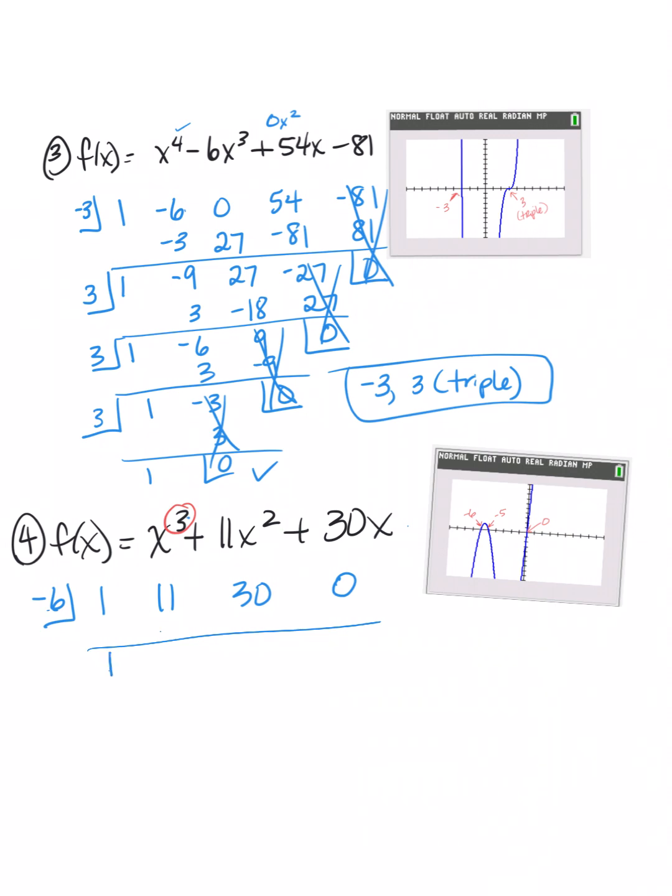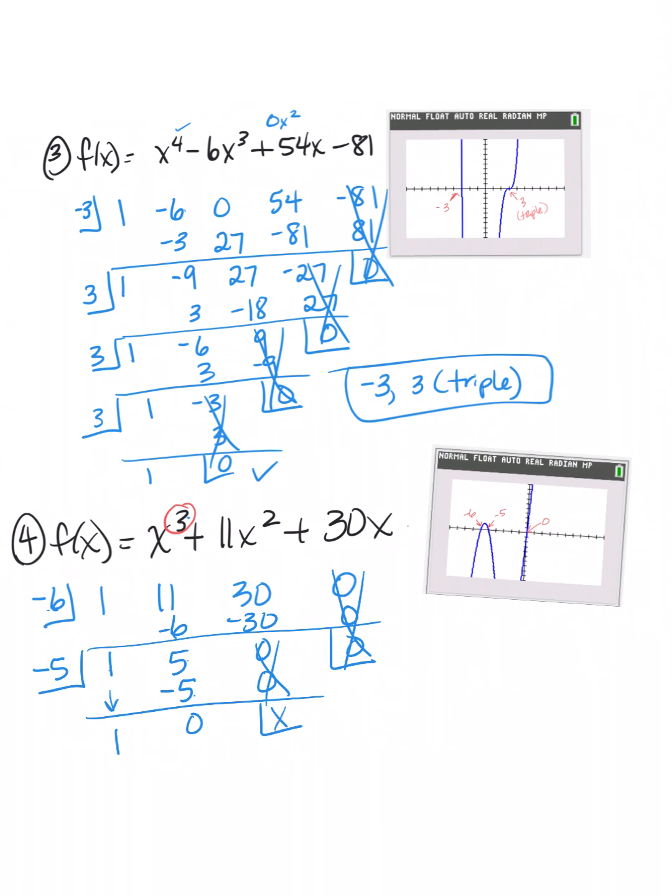1. 1 times negative 6 is negative 6. 11 minus 6 is 5. 5 times negative 6 is negative 30, and I get 0. 0 times negative 6 is 0, and I have a remainder of 0. That worked out well. Now let's go and do the next root of negative 5. Bring that down. 1. 1 times negative 5 is negative 5. 5 minus 5 is 0. 0 times negative 5 is 0. This one worked out. We're good.